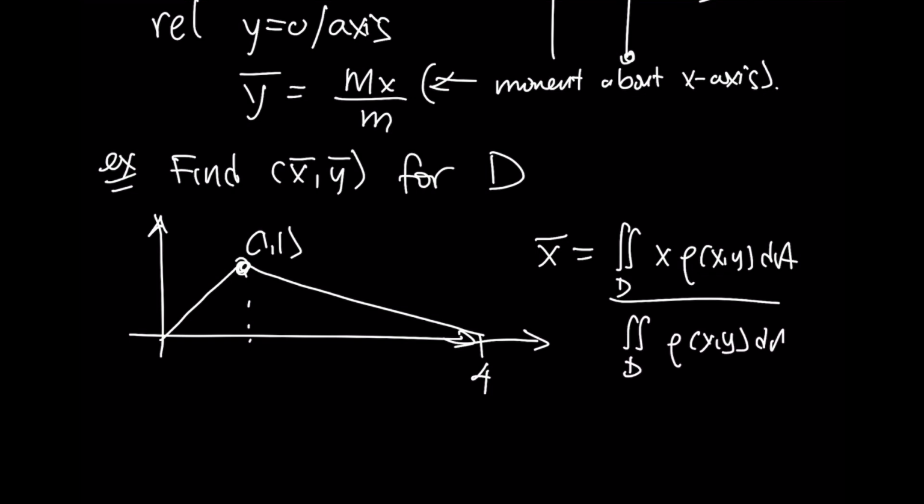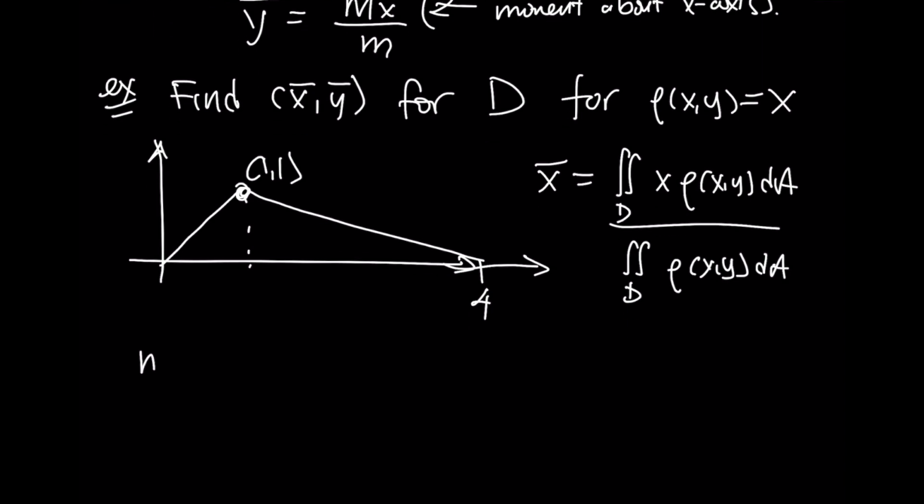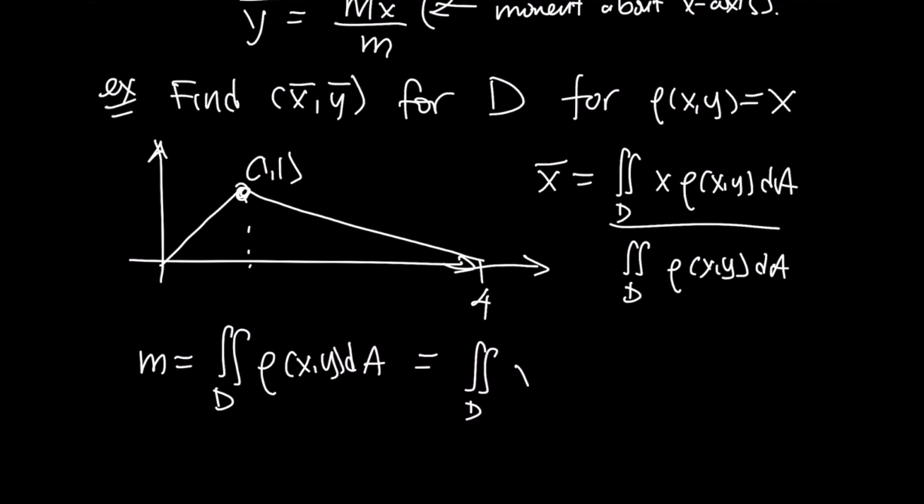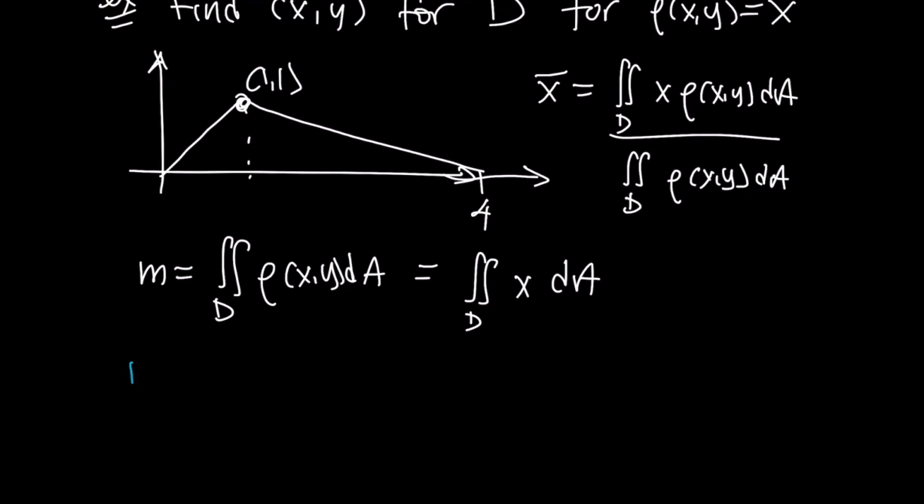So to begin with, let's talk about the mass, which is essentially saying calculate the integral of x dA. Now what we're going to do is say that D is a type 2 region. We're just going to talk about horizontal slices. The y coordinate is going to go from 0 to 1. This line is y equals x.